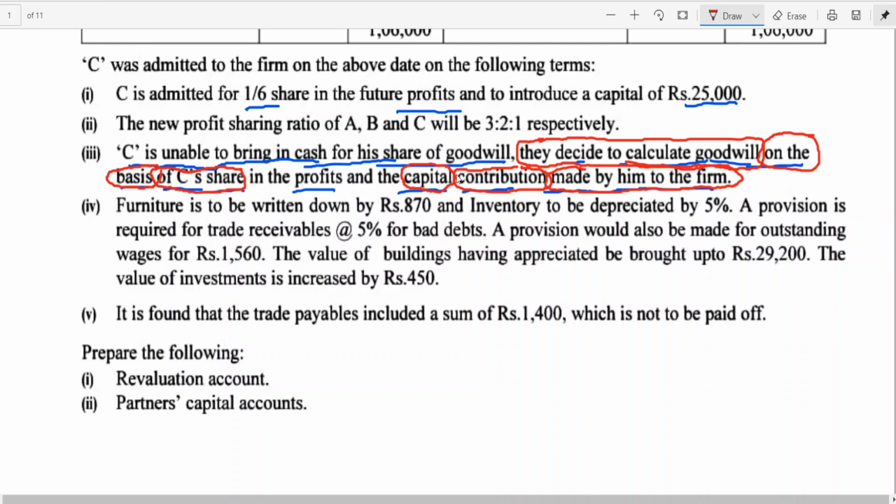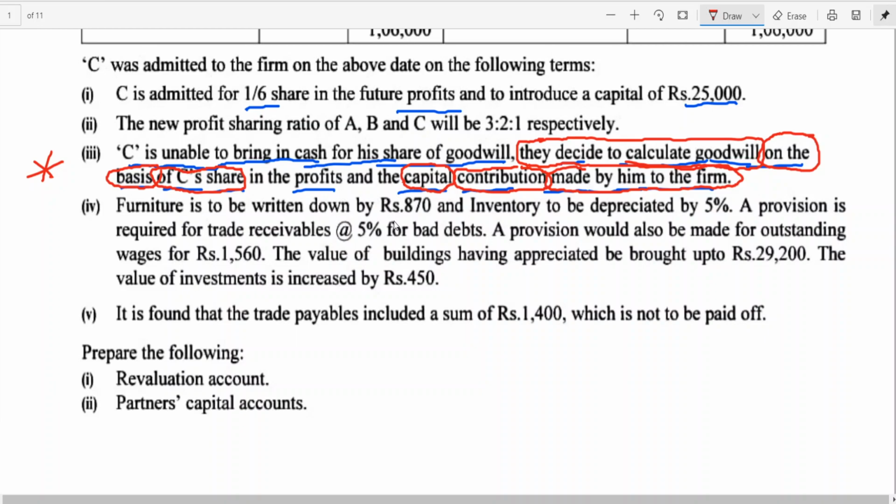So that means the goodwill of the firm will be ascertained on the basis of C's share of capital. That we need to calculate. I think this is the important point here. I told you hidden goodwill is important. You should focus on this. I think this is a simple thing.